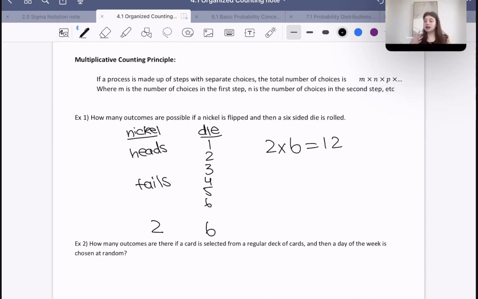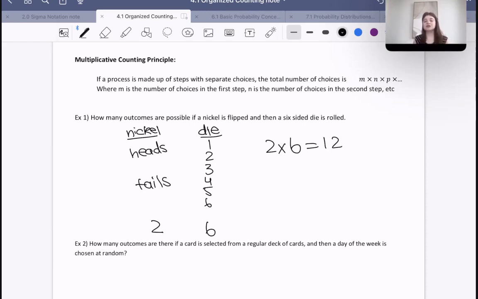We could even list the outcomes. This is a small enough example that I can list the 12 outcomes right now. Not that it asked for that, but just to make sure we're understanding this, I'm going to list them out. We could have got a head on the nickel and a 1, head and 2, head and 3, head and 4, head and 5, head and 6. Or we could have got tails and 1, tails and 2, tails and 3, tails and 4, tails and 5, tails and 6. So those are all 12 of the ways that we could do it.